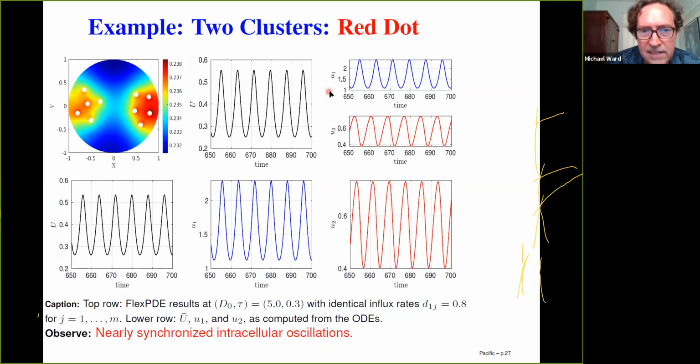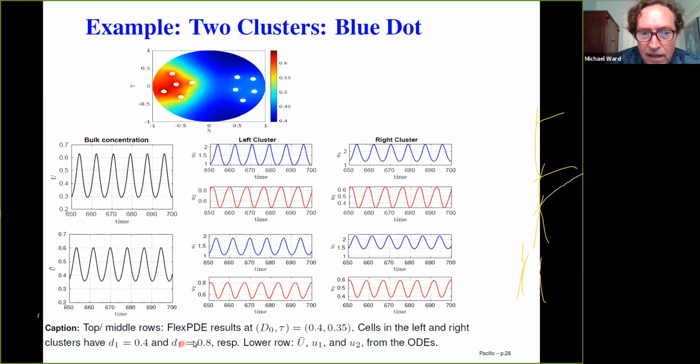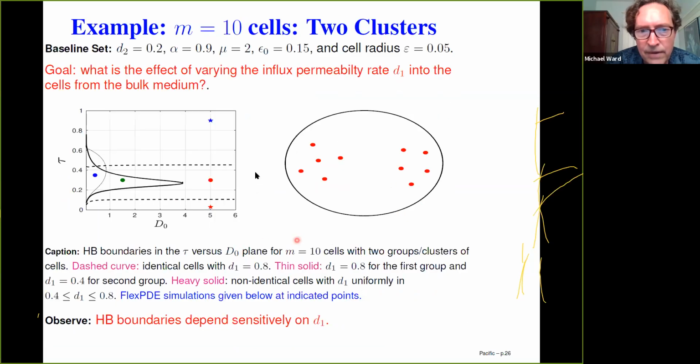Okay, now you go to the blue dot. Where's the blue dot? I'm right in here. D is kind of small. What do you see at the blue dot? This is the case where D1 is 0.4 and 0.8 in the two clusters. Here is the full FlexPDE simulation. You really see a buildup of the bulk chemical. You usually see diffusion gradients. Here is from the ODEs that you would expect. There's a small phase shift between the oscillations, but as you would expect, D is small, so the ODEs don't agree as well as in the previous case. But generally, it gives qualitatively the right thing, but you're using it in a regime for which you shouldn't.